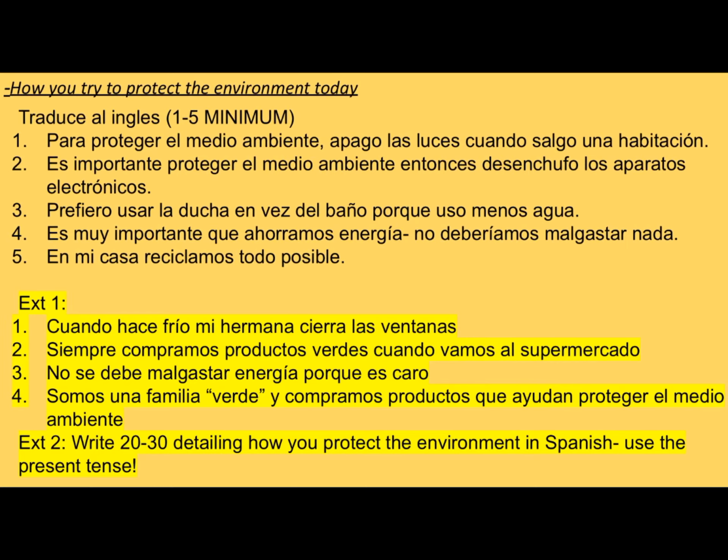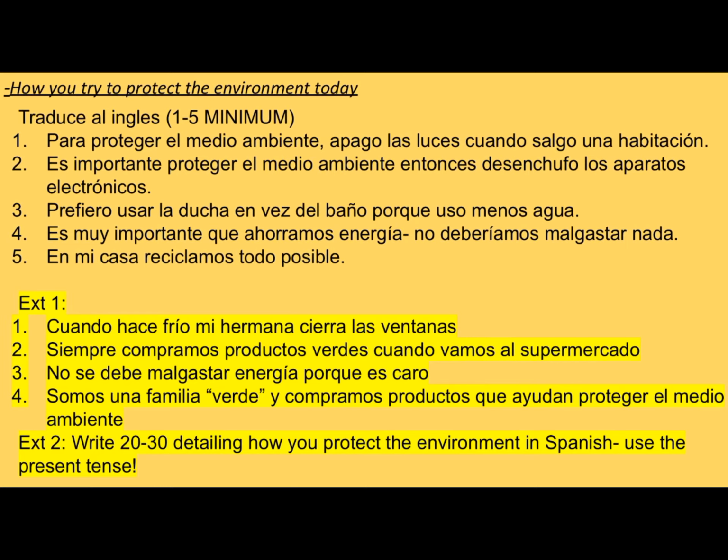Okay, so hopefully we should have just gone through those. So I'm going to go through what these ones mean. I think that lots of you have done really well with these, because I know that you're confident with your present tenses. So, for the first one, we've got para proteger. Now, you need to be careful here. Remember that para doesn't mean for in this sense. It means in order to. So, in order to protect the environment, I turn off the lights when I leave a room. Number 2, it's important to protect the environment. So, that entonces is a key word. So, I turn off electronic equipment. That apparatus word coming up again. It's almost like apparatus, but we know it's equipment.